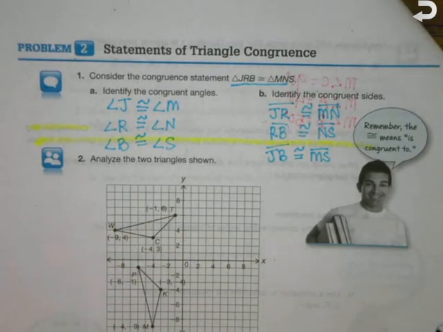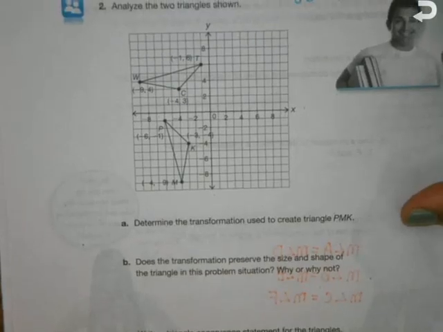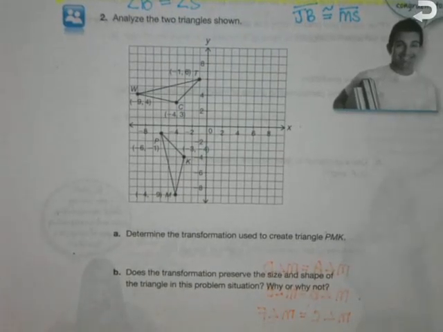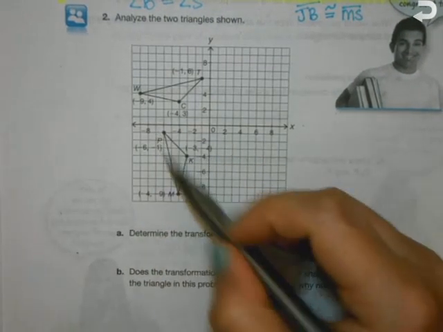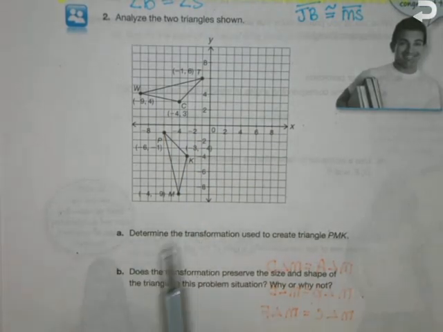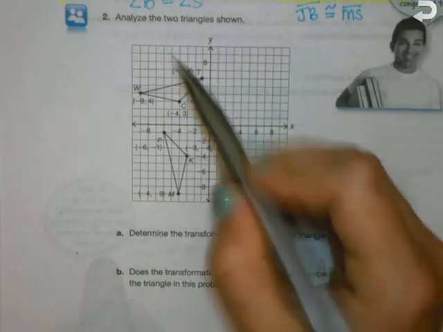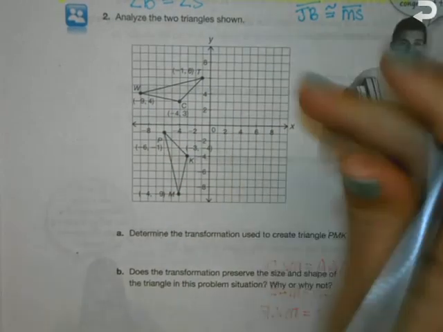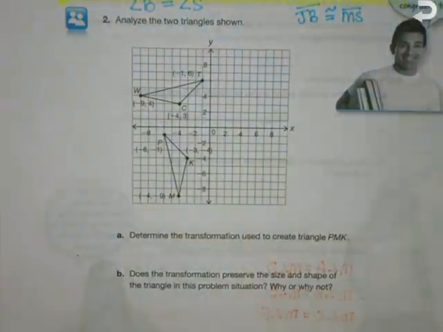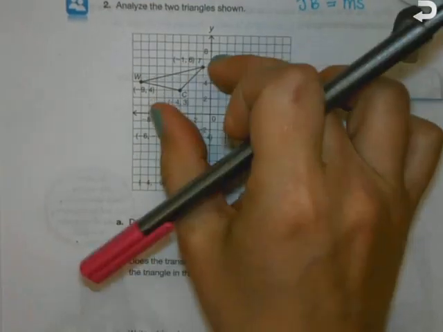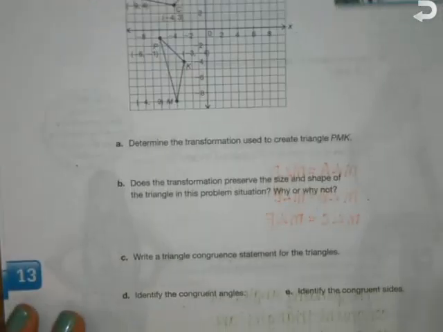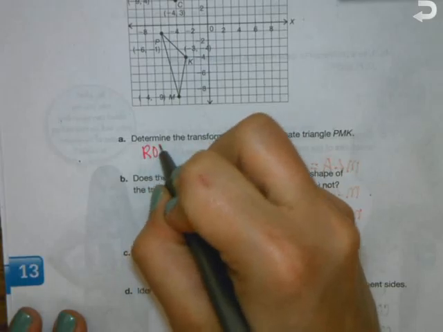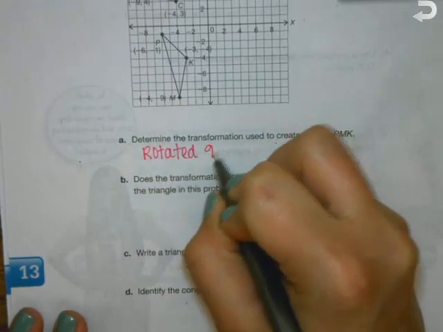So let's look at these two triangles that are given to us in number 2. I have a triangle TWC, and then I have this triangle over here. So the first part we need to figure out is it looks like TWC might be congruent, but it was changed in some way. What transformation was used to change triangle TWC? 90-degree rotation. Which direction? Counterclockwise. So we say rotated 90 degrees counterclockwise.